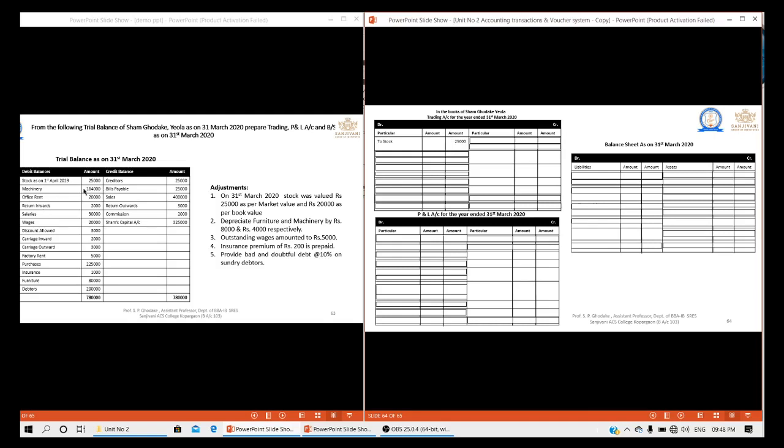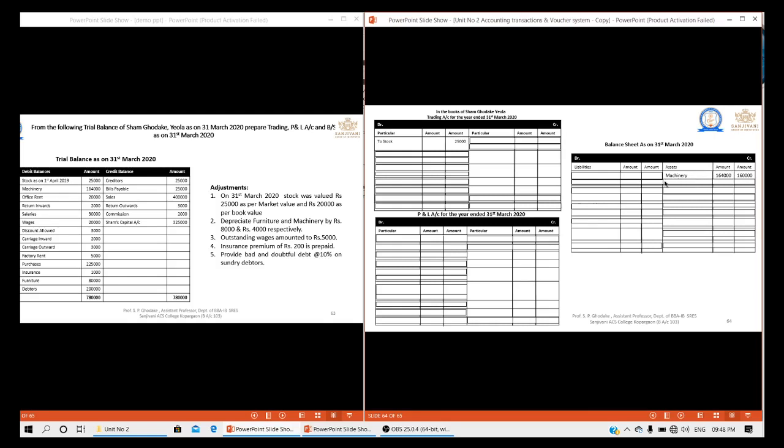Then second item is machinery. So machinery is an asset, and on machinery there is an adjustment. So for machinery we have to keep one line blank in machinery column. Machinery is an asset, so at the asset side we have to write it down.